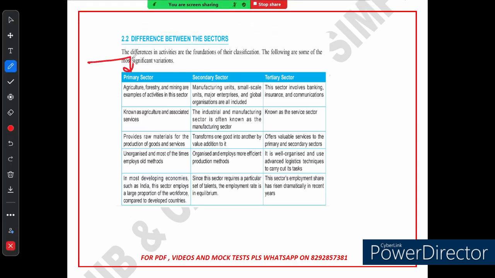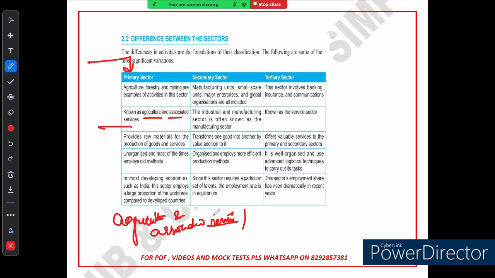The primary sector involves activities like agriculture, forestry, and mining. These are the jobs that directly use natural resources. The primary sector is also known as agriculture and associated activity services. Remember, the second name of this is agriculture and associated services. As for function, it is a source of raw material that is essential for the production of goods and services in the other sectors.